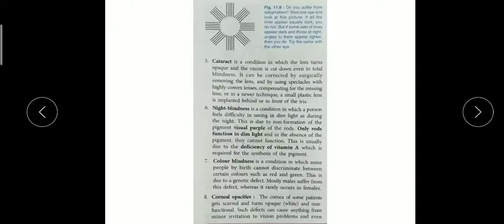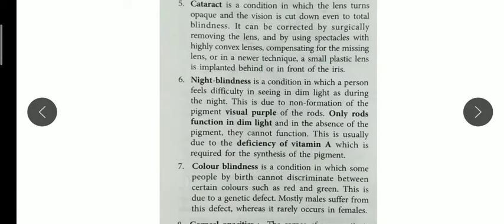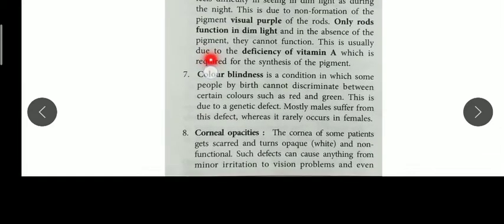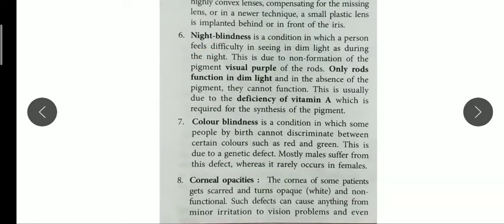Japan made these tests, these cards. Whenever we go for making a driving license and all, the officers show us the card and say read this, because they want to check whether we are color blind or not.